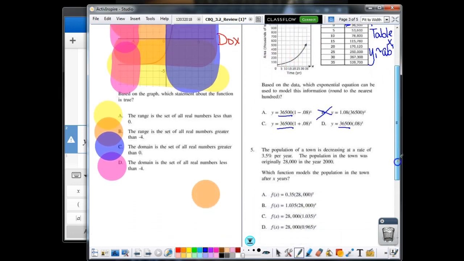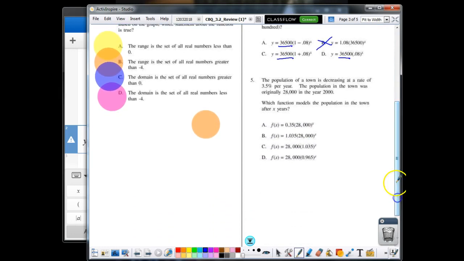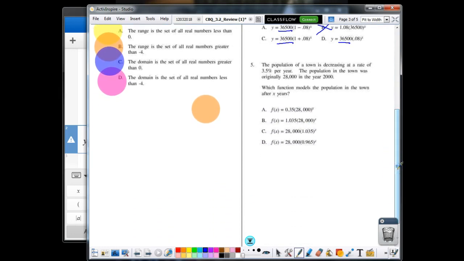Okay. So let's look at number 5. The population of a town is decreasing at a rate of 3.5% per year. The population in the town was originally 28,000 in the year 2000. Which function models the population in the town after X years?